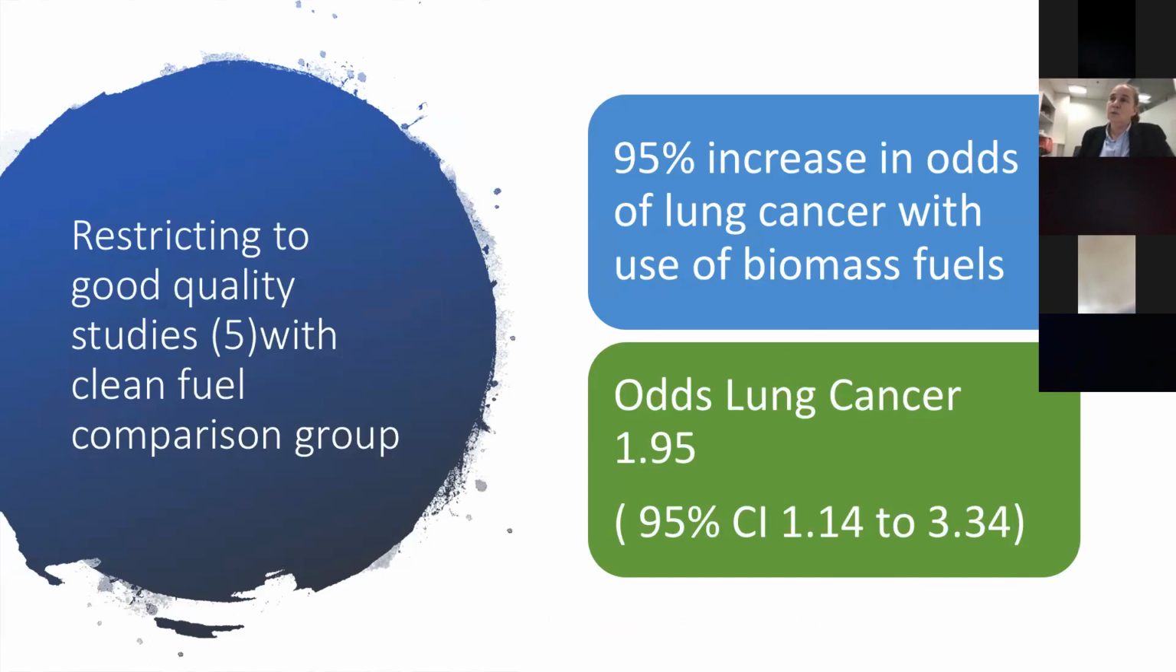So they did a sensitivity analysis restricting to the 5 good studies, which had adjusted for relevant confounders and also had a clean fuel group for comparison, in the hope that they would get a more accurate measurement of the association. And in this one, they actually found a 95% increase in odds of lung cancer with the use of biomass fuels. So it's a good way in your systematic review to actually try and do sensitivity analyses to question the results and get the best unbiased association.